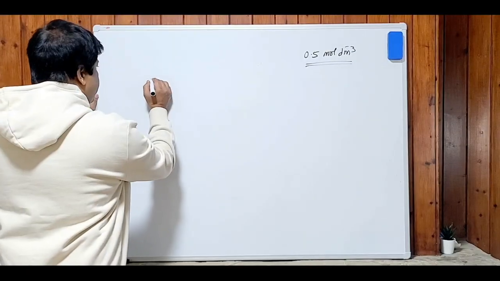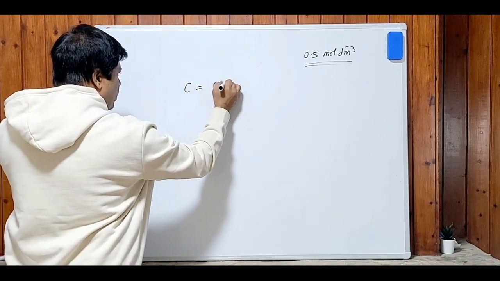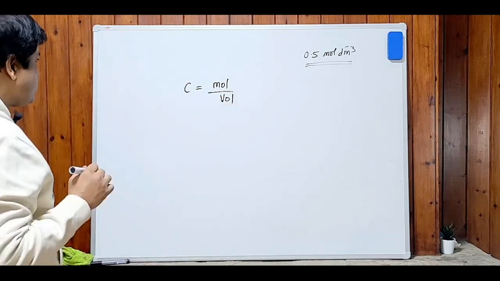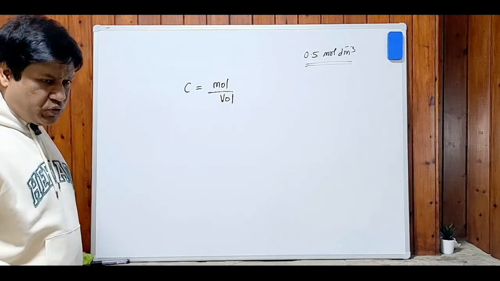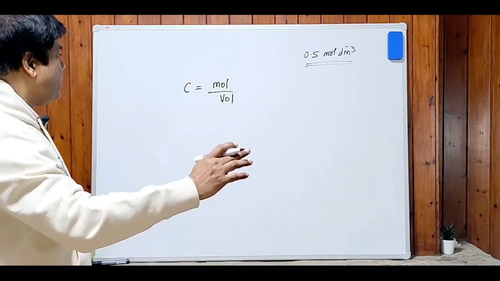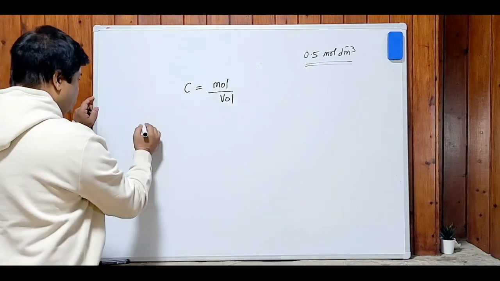Okay. So conc equals to mole over vol. Concentration is nothing but number of moles of a solute present in 1 dm cube of its solution. Let's do some small questions.